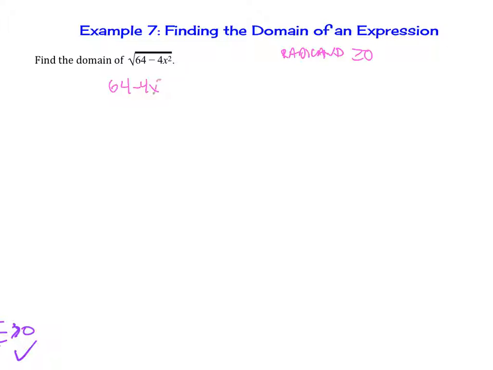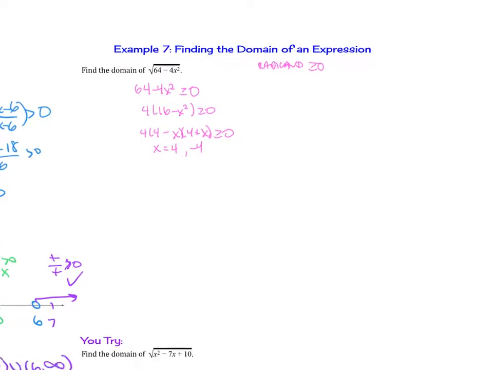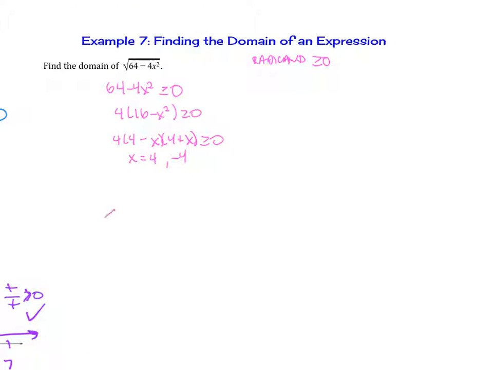64 minus 4x squared, when is that greater than or equal to 0? Let's factor out a 4. This is 16 minus x squared, greater than or equal to 0. So this is (4 minus x) times (4 plus x), and when is that greater than or equal to 0? Our zeros are at 4 and negative 4. So we're going to do that on our number line. We have negative 4 and 4, and we need to test where this inequality is true.